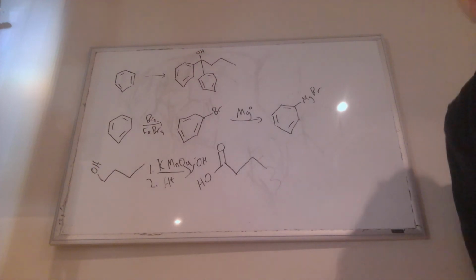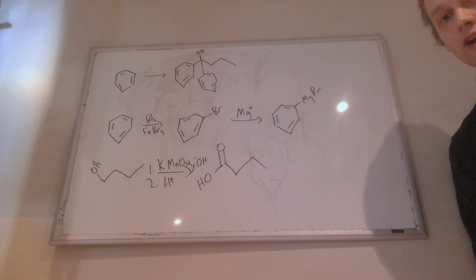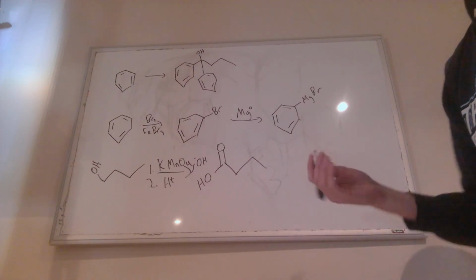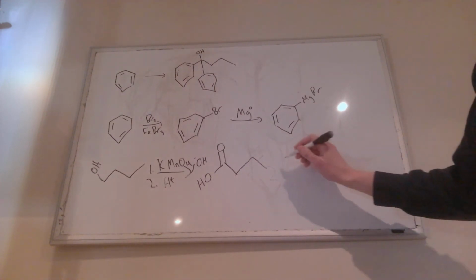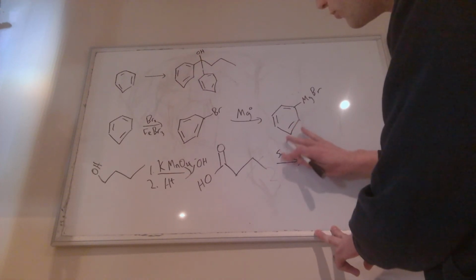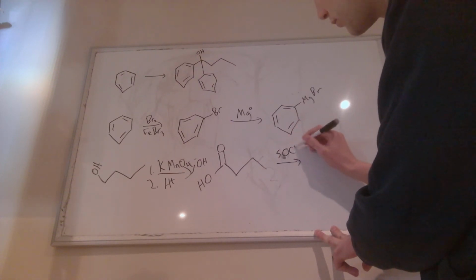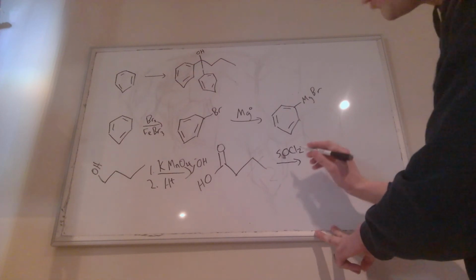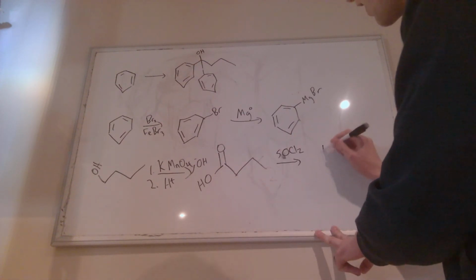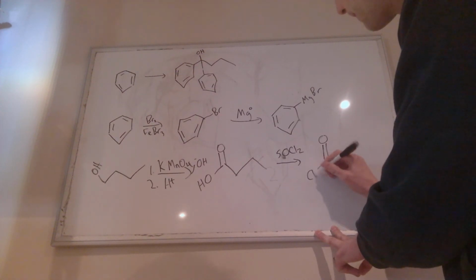That carboxylic acid can't react directly with the Grignard because the carboxylic acid is acidic and the Grignards can easily be quenched by that acid. So we are going to use SOCl2, thionyl chloride, in order to convert the OH here to an acyl chloride.